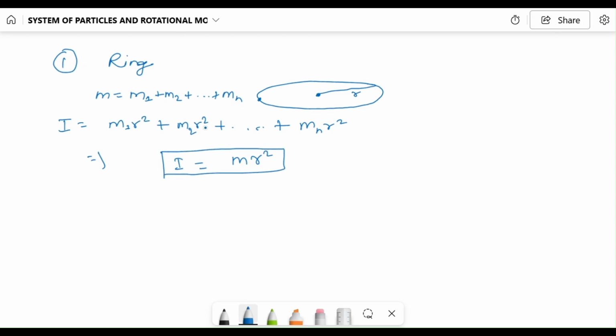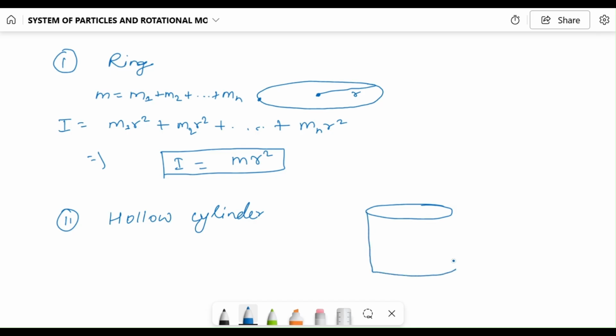Now hollow cylinder, let's say we have a hollow cylinder here. So this is the hollow cylinder, and we want to obtain its moment of inertia about this axis here. So here the axis is this one, which is perpendicular to the plane in which this ring is lying. So the radius, let's say, is capital R, and the mass of this hollow cylinder is capital M.